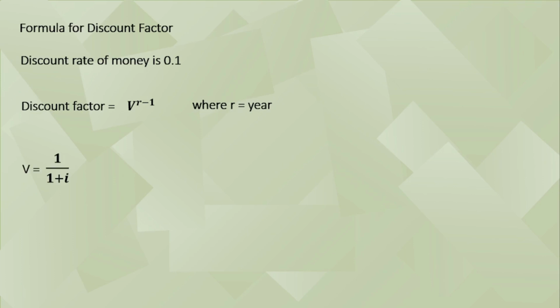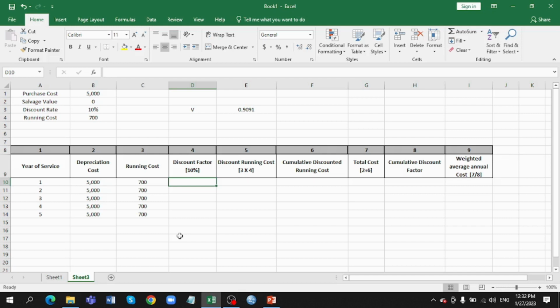So our V here is equal to 1 over 1 plus I, and our I here represents your rate of discount, which is 0.1. So we just have to substitute 0.1 in I, so we have 1 over 1 plus 0.1, and it will become 1 over 1.1. Solving this one, our V now is equal to 0.9091. Now, since we have already solved the value of our V, then we have also the value of our R.